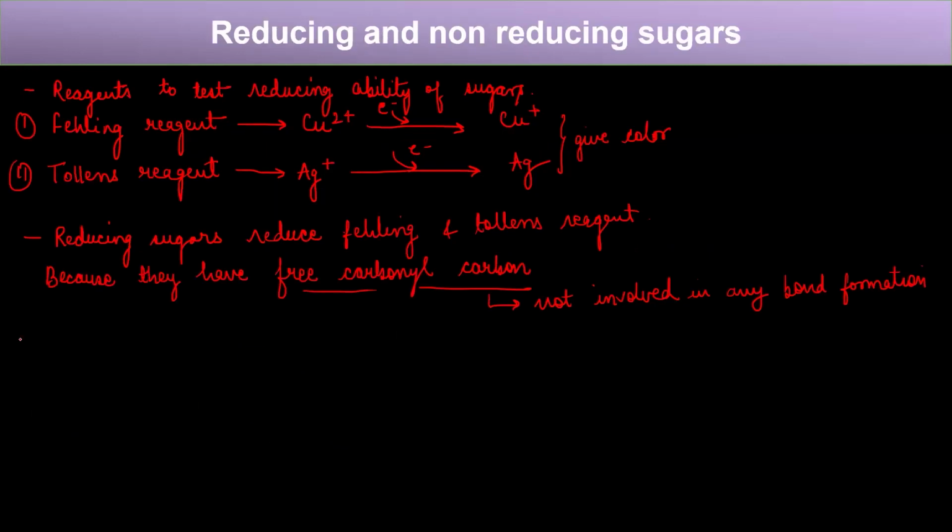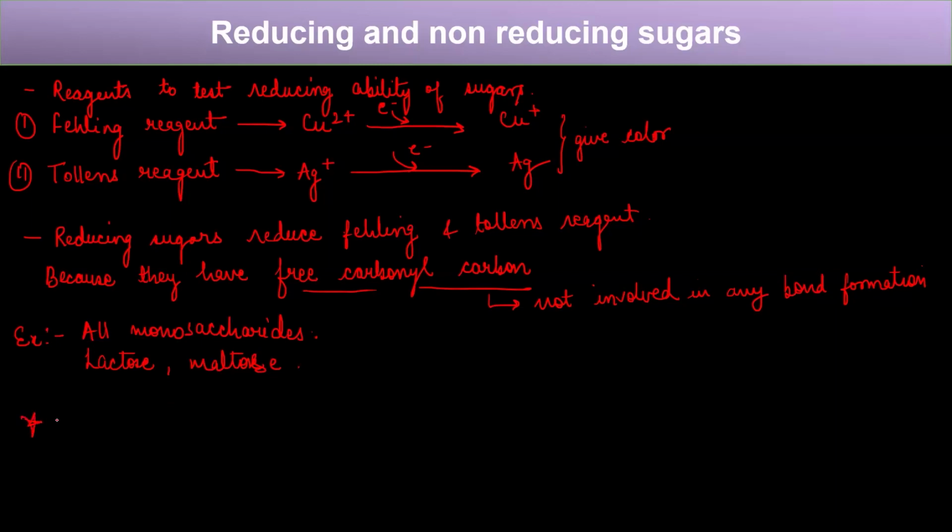So the examples of reducing sugars are all monosaccharides. Why? Because the carbonyl carbon of these monosaccharides is free, as it is not involved in any kind of bond formation, and hence these are reducing sugars. Apart from monosaccharides, we will see that disaccharides are also reducing, but we have certain exceptions. So all monosaccharides are reducing. Apart from this, we have disaccharides such as lactose and maltose. These are also reducing in nature.